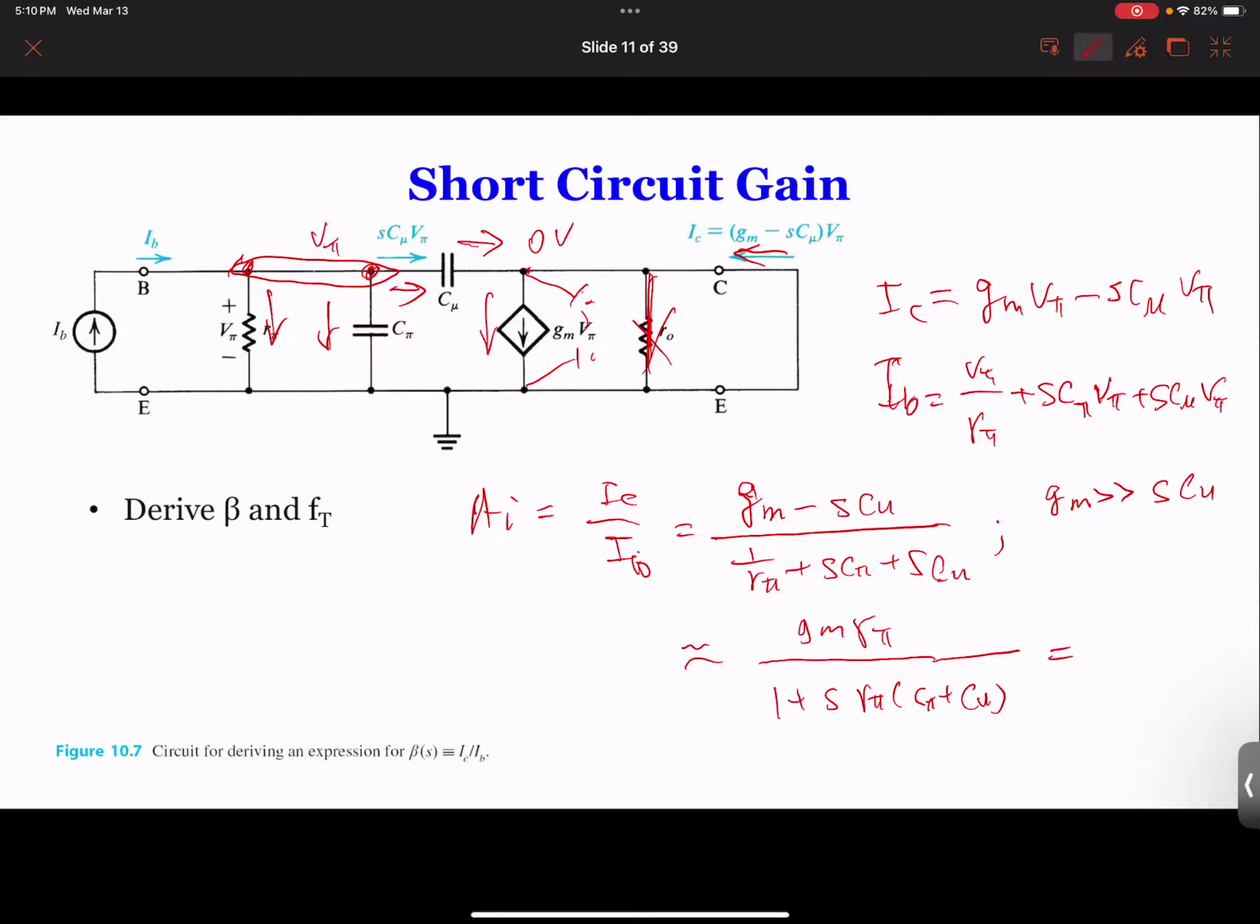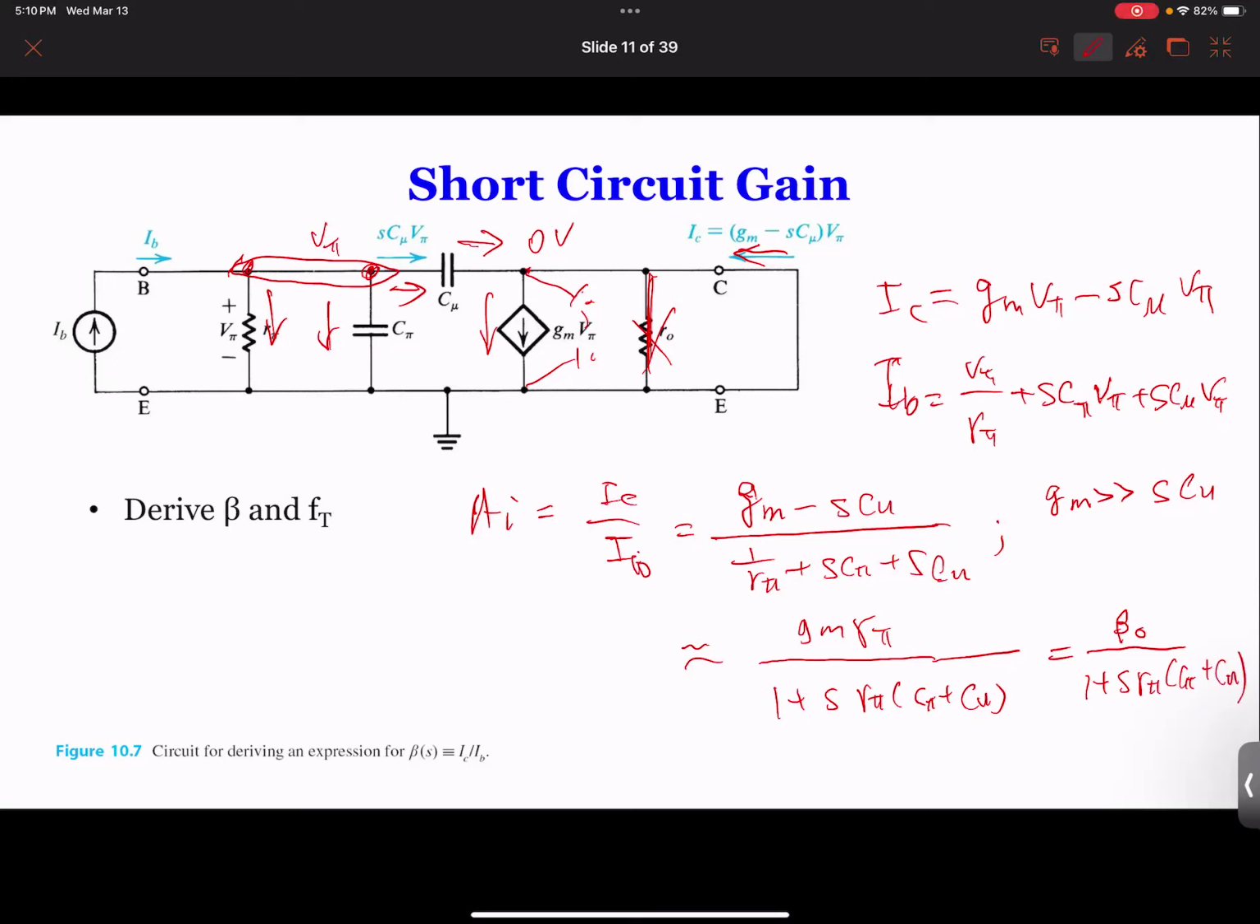Can you tell me what this number is? What is gm times R pi? Do you still remember what that gives you in a BJT? Beta. Yes, this is actually your beta. It's the gain in the middle range, when you don't consider the capacitance, so we call it the middle range gain. That's your beta, and in the future we're going to call it beta 0. And the bottom stays the same, 1 plus S R pi times C pi plus C mu.